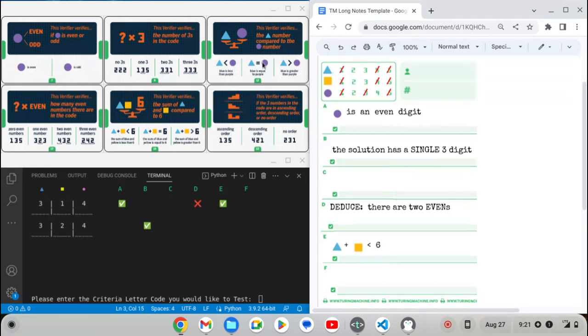Well, let's go ahead and test criteria card C. Okay, so it's also true, we're comparing triangle and circle, that circle needs to be greater than triangle. My triangle is 3, my circle is 4, so 3 is less than 4, so triangle has to be less than 4. So let's go ahead and type that up in C. Triangle is less than circle.